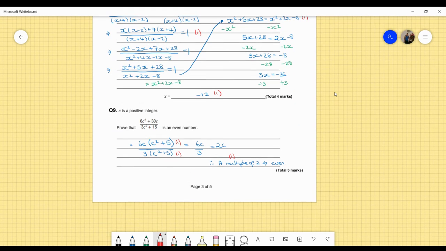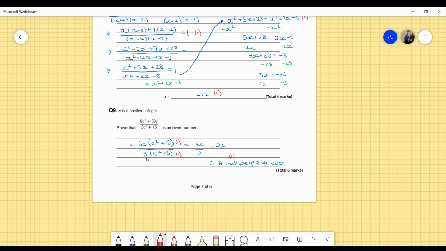Then we start having a look at some of the proof questions. So question 9, we know that c is a positive integer and we need to prove this is an even number. Well, realistically, this is a proof question also using your knowledge of simplifying algebraic fractions. So your first job was to factorize. The numerator has a common factor of 6c, and therefore in brackets c squared plus 5, so you get a mark if you manage to get that one.